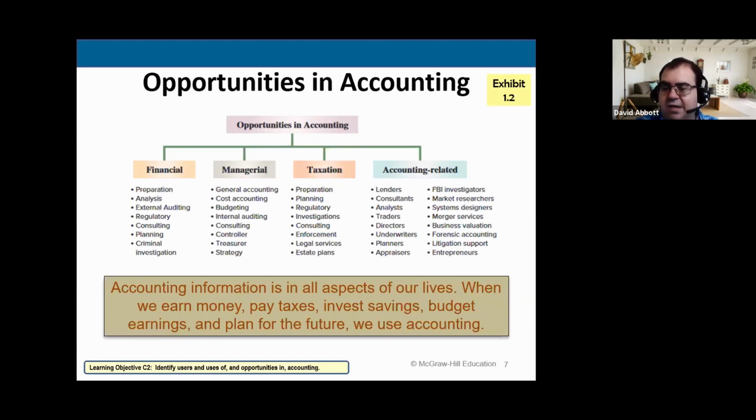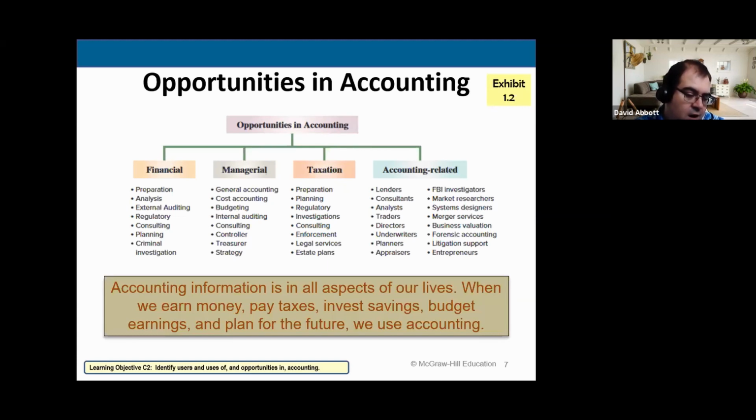We have to pay taxes. We have to invest. All of those things on a personal side we do, and it's very much the same way for the business and for the company. And again, the majority of opportunities are in private accounting, which are employees working for businesses.